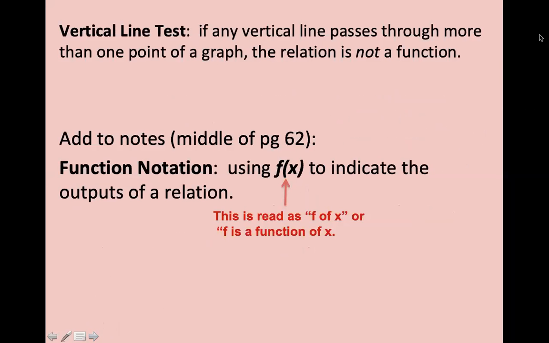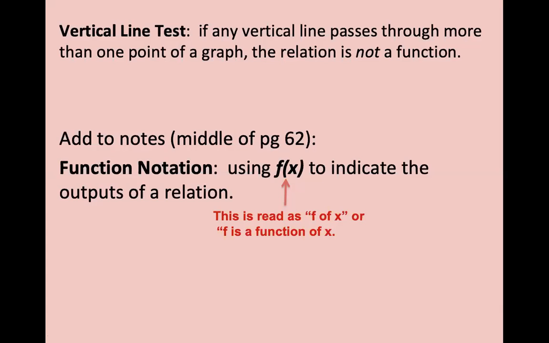All right, next we have something called the vertical line test. This is found on page 62. It's one of the core concepts. So the vertical line test says if any vertical line, remember vertical straight up and down, if any vertical line passes through more than one point of a graph, the relation is not a function.